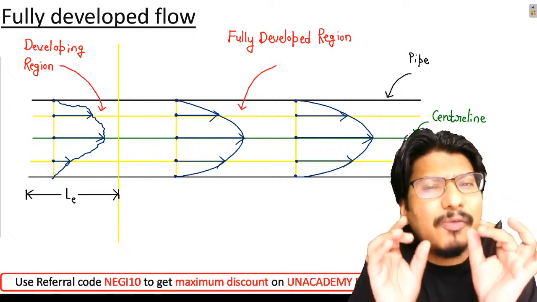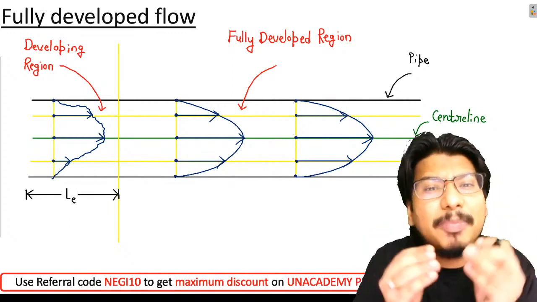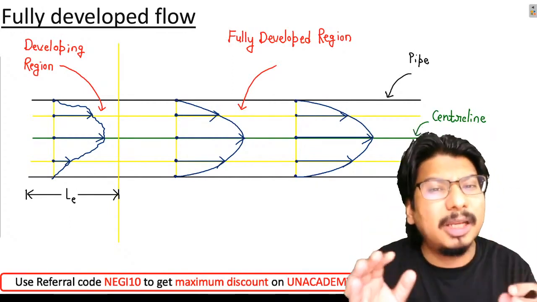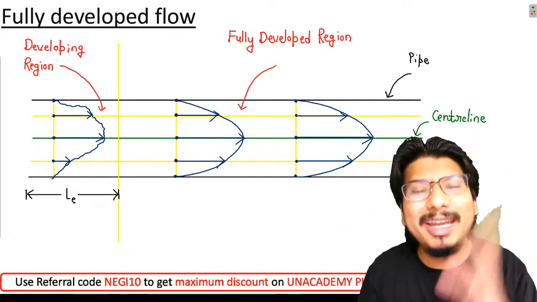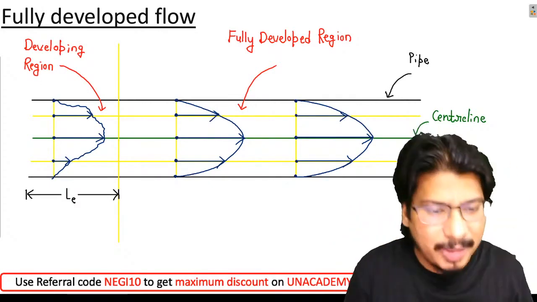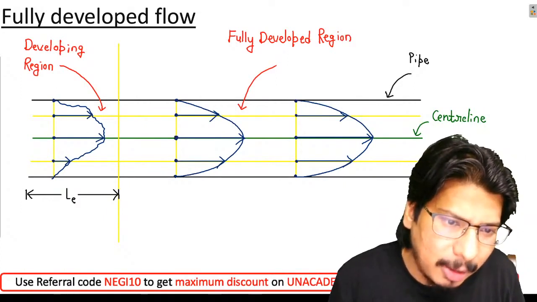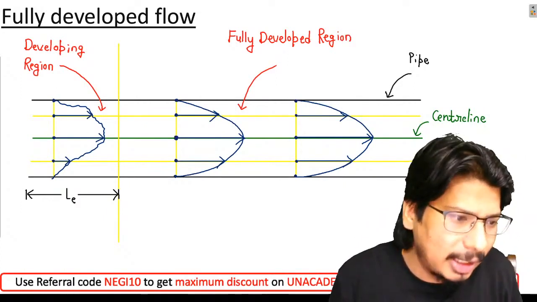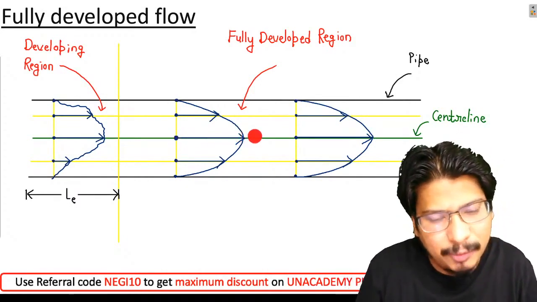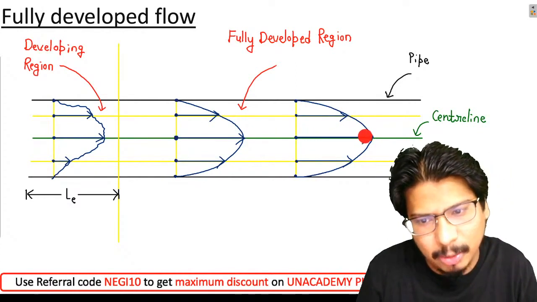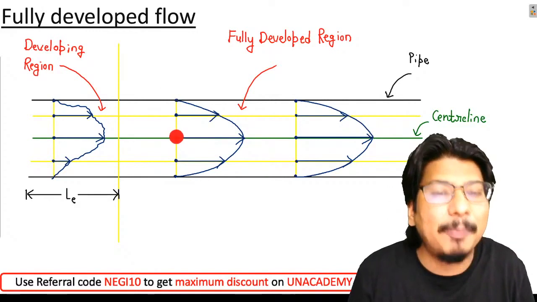Whenever I'm having fully developed flow, the fluid particles will be moving along the streamline only. They will not move in any radial direction. What I'm trying to tell you is, suppose I take this fluid particle. This fluid particle will be moving in this direction only. It cannot move in this direction, or perpendicular to the screen.